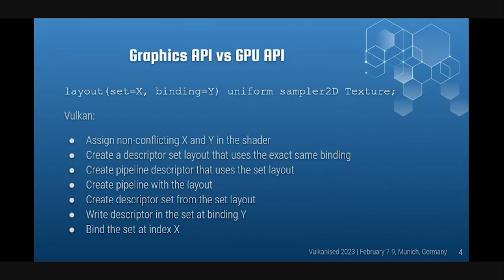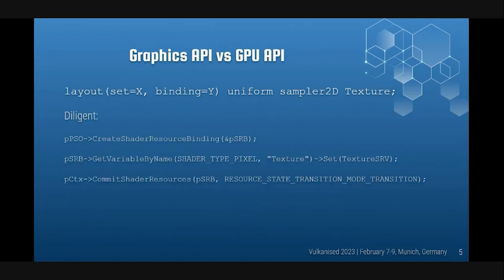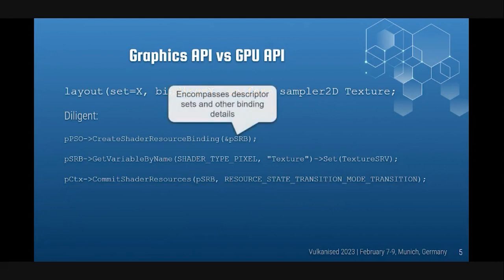It's not designed to be used as a graphics API, unlike, for instance, DirectX 11 or OpenGL. Let's now take a look at an example of how this would work in Diligent Engine. There are really just 3 steps. We first create an object called a shader resource binding, and this object encompasses all the details, such as descriptor sets and all the indices and all that.